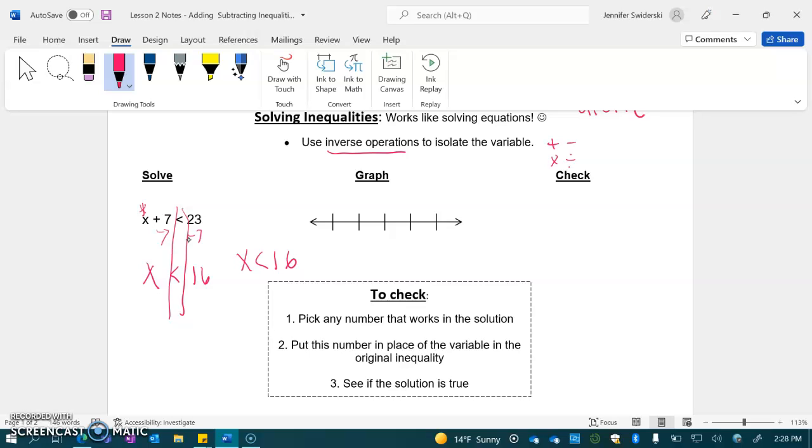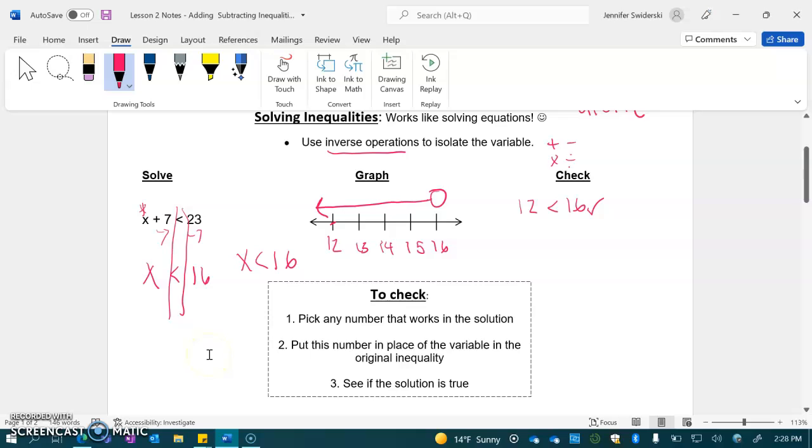I'm going to go in and graph it. So if this is 14, if this is 15, if this is 16, my circle is going to be open and my arrow is going to the left. Any number going to the left of 16 would make that statement true. So I'm going to say this is 13, this is 12. Well, pick a point to check it. Is 12 less than 16? Because that's right here. Yes, so I know it works.